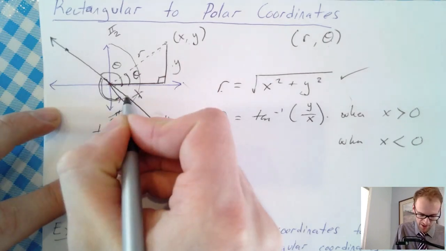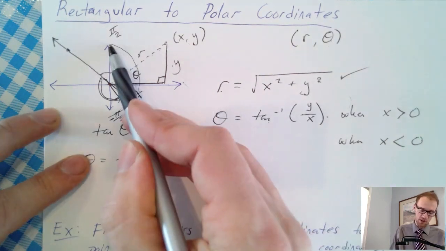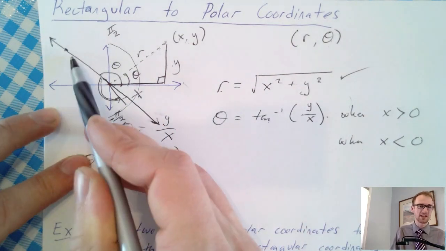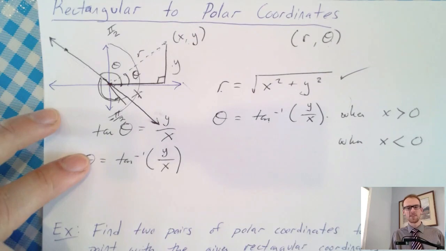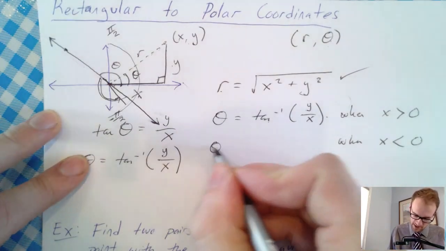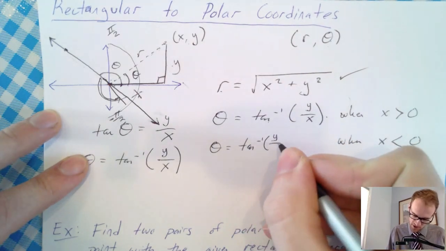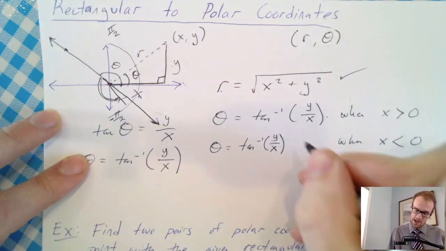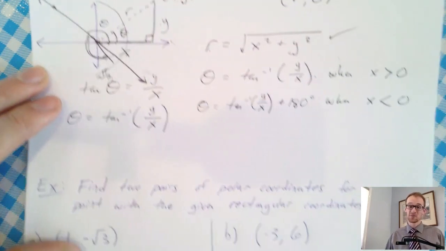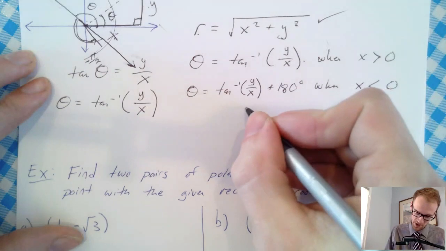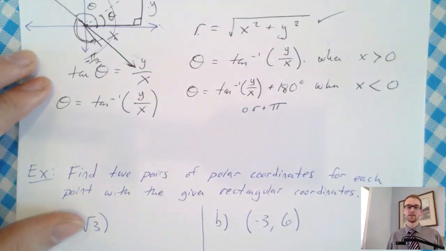So since inverse tangent produces the angle on this side, all I've got to do is add 180 degrees to that, or add pi radians to that, and that will give me the correct theta value. So in the case that x is less than 0, we still use this inverse tangent of y over x, but then we add 180 degrees. But of course, if our answer is to be given in radians, which is how it is most of the time, we add pi radians.